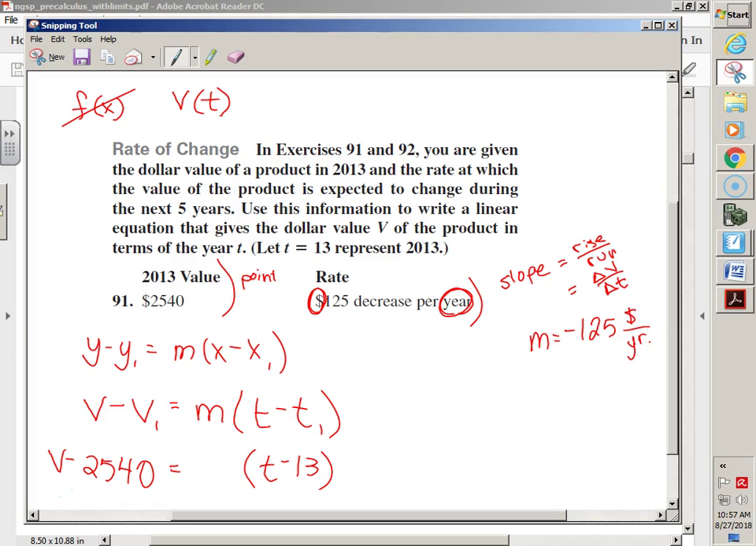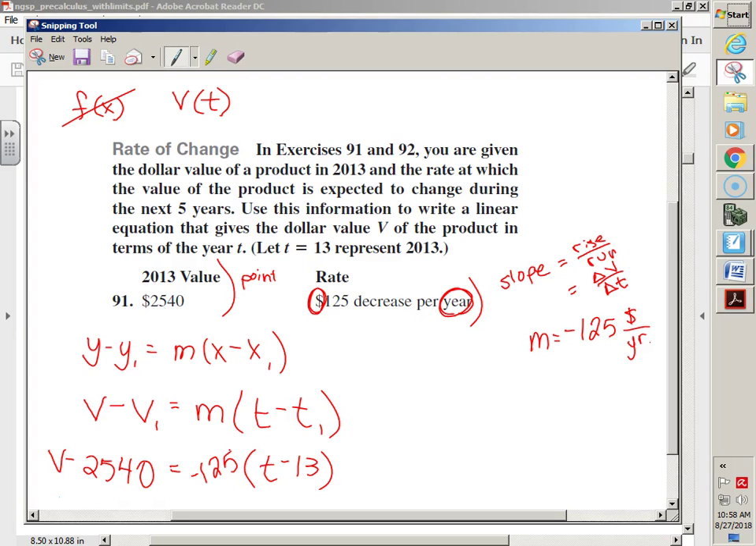So all I have to do is plug in negative 125, and to finish off the problem, I'm guessing, did they simplify it to get v alone? Okay. So simplify to get v alone, and then you're good. Does that make sense why the numbers went where they were? T was an x, v was a y, dollars per year was an m.